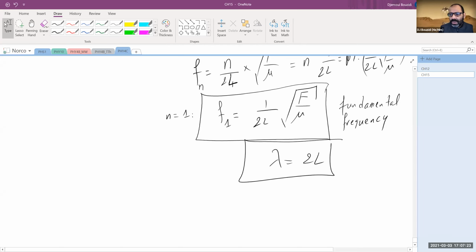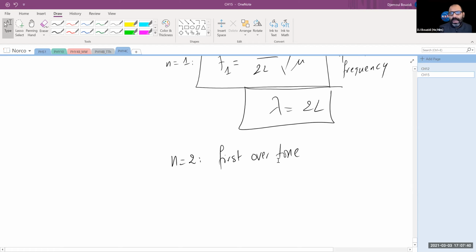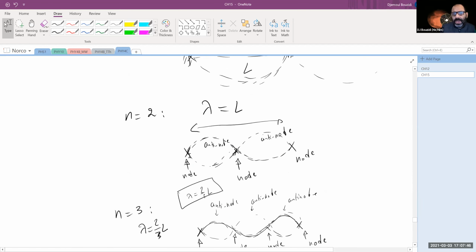Now, for n equals 2, which is the first overtone, remember, for n equals 2, now I have 2 antinodes and 3 nodes, okay? We go back to the picture that we drew last time when we were analyzing the situation. When n equals 2, lambda is exactly equal to L. And in this situation, I have 1 antinode and another antinode and 3 nodes, okay? The 2 where the string is actually fixed, and a third one that develops in the middle that will keep this string in resonance.